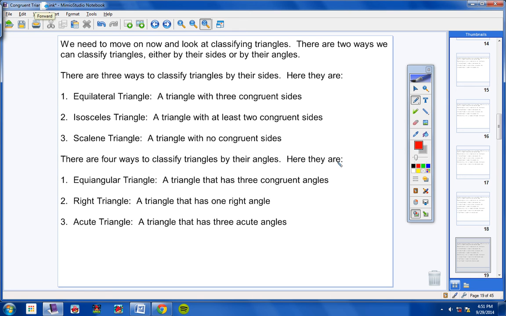My pen's not working here. There we go. Hold on 1 second. 3 acute angles. Number 4, an obtuse triangle. An obtuse triangle is a triangle that has 1 obtuse angle. Don't forget, acute angles are angles less than 90. Obtuse angles are angles greater than 90. Okay, these are 7 ways to classify triangles. 3 classify triangles by their sides, and 4 classify triangles by their angles. Okay, moving on.